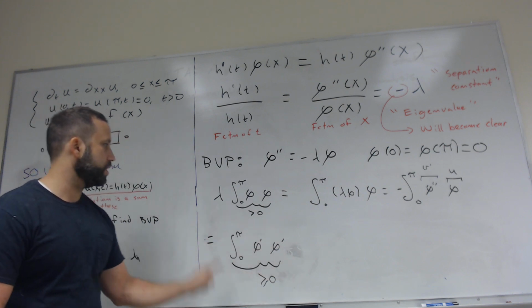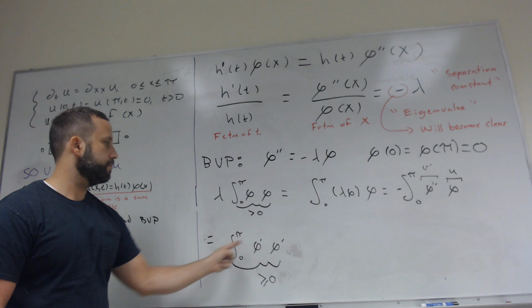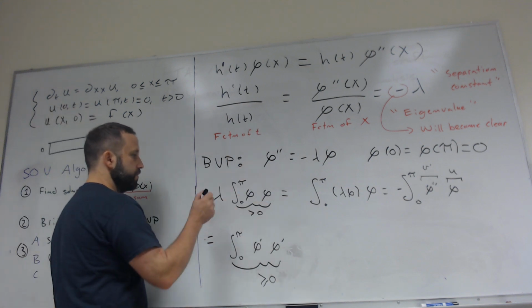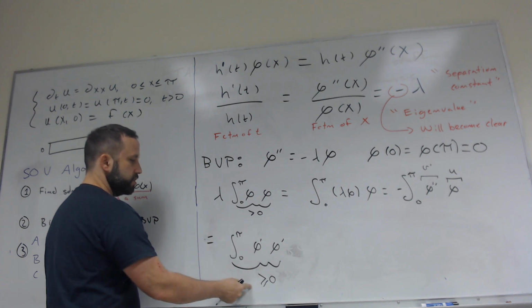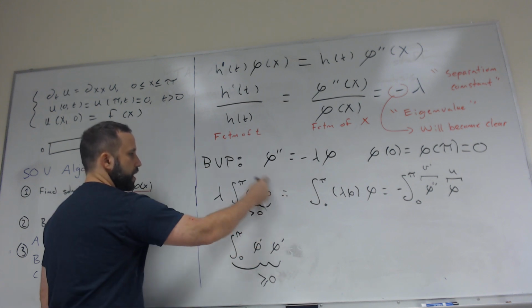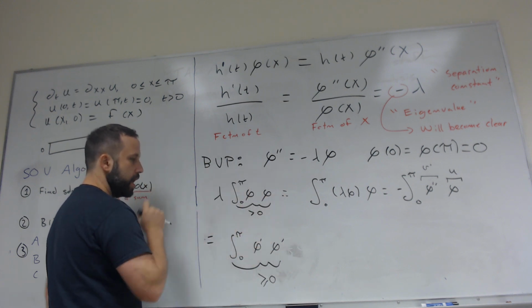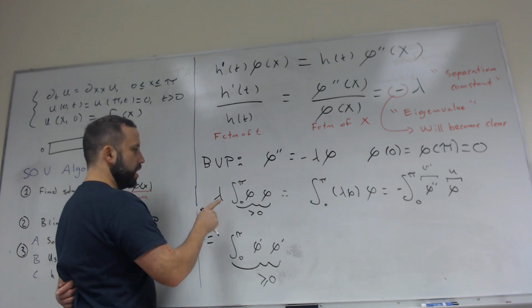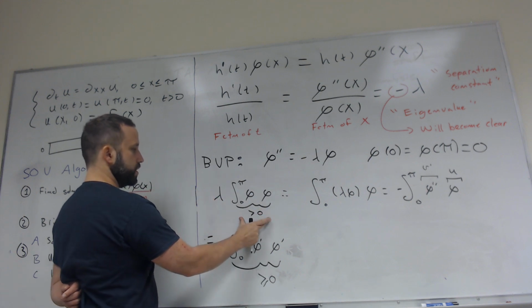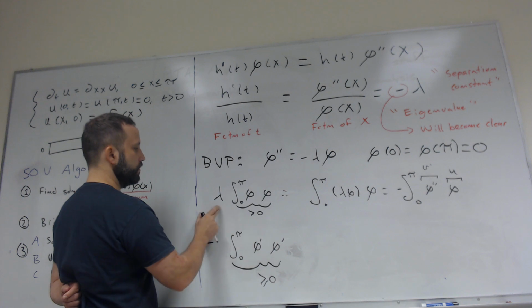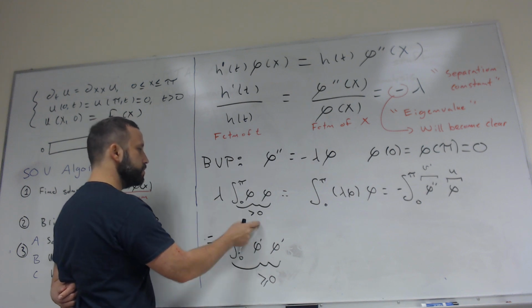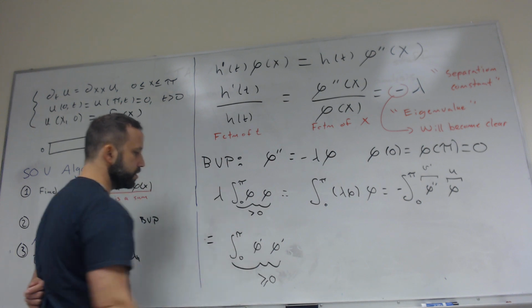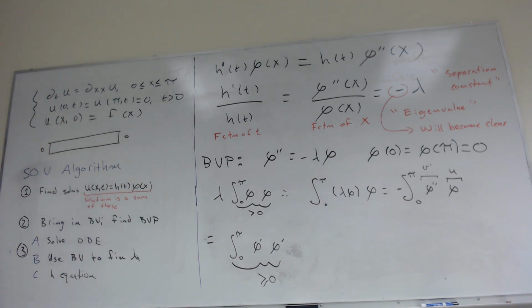If this integral is positive, it means this is positive. If this is positive, lambda has to be positive because this integral is positive. So this is positive implies this whole thing here is positive, okay? But since we know this integral is positive, it means lambda has to be positive, since if lambda was negative, a negative times a positive is negative. So therefore, this shows that lambda has to be positive.